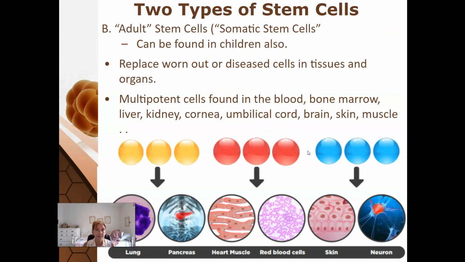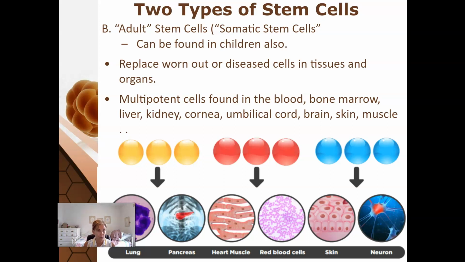The other kind is the adult stem cell, and it's better to call them somatic stem cells now. So remember, somatic means body. The reason for this is that they can be found in children as well as adults. They're not just adult stem cells. When we say adult stem cells, we mean that they've already started to differentiate and become certain types of cells. The job of these cells in our bodies is to replace the worn out cells or diseased cells in tissues and organs.